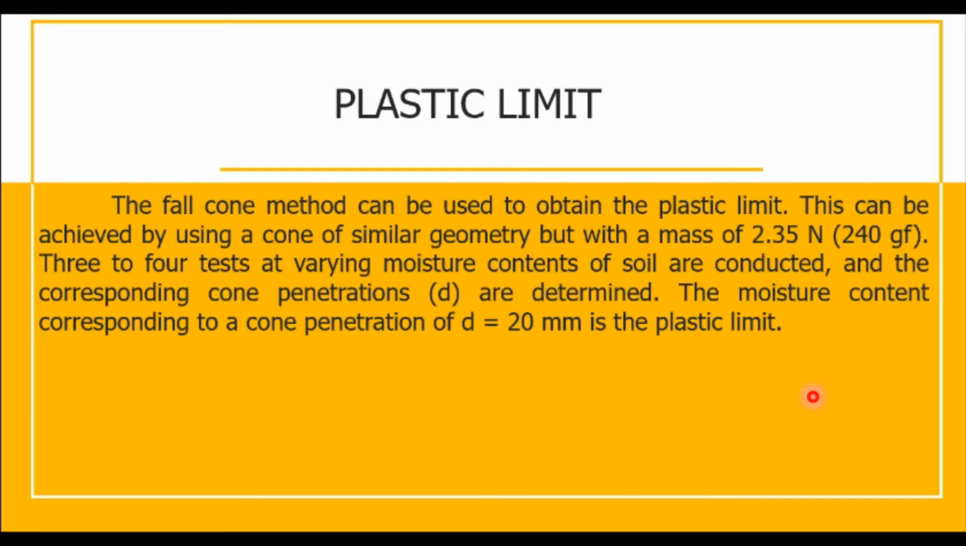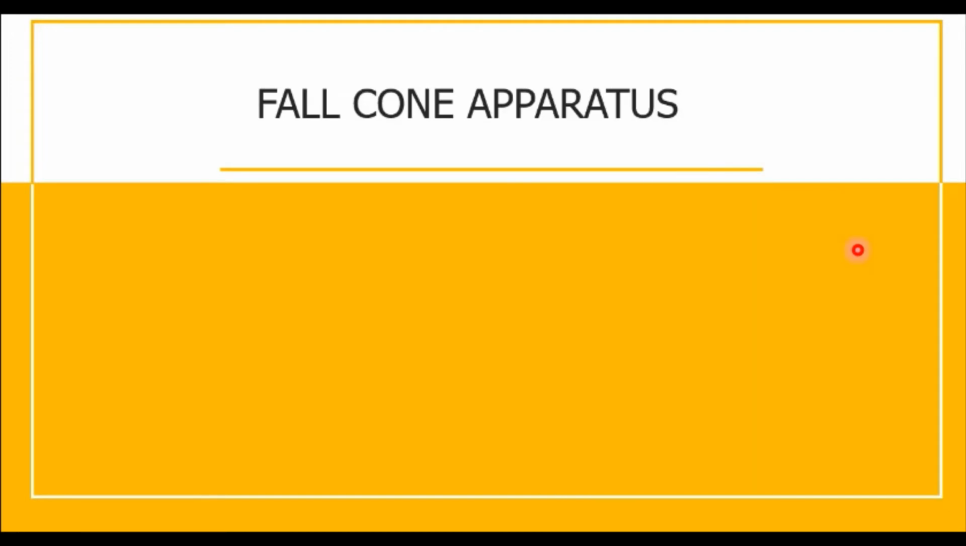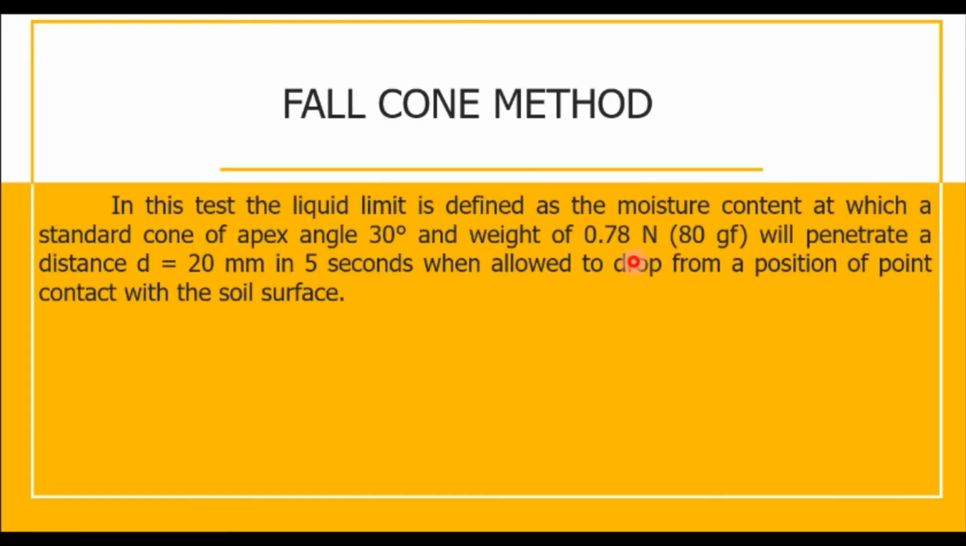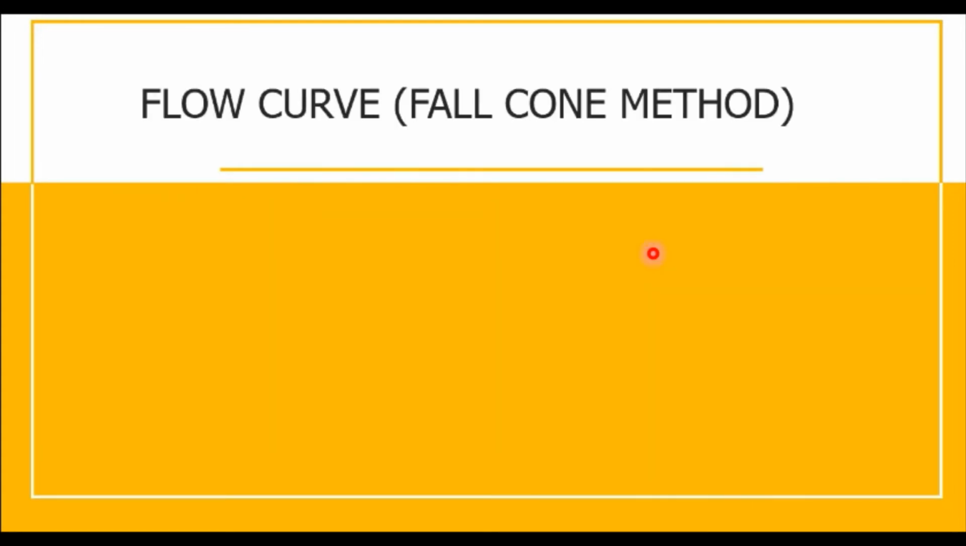So, pwede din nating makuha yung plastic limit using the fall cone method. This can be achieved by using a cone of similar geometry but with a mass of 2.35 Newton or 240 gram force. So, ilang gram force yung nauna natin? Balikan natin yung sa ating fall cone method. Ang ginamit natin kanina ay 80 gram force or 0.78 Newton para makuha yung liquid limit at 20 mm penetration.